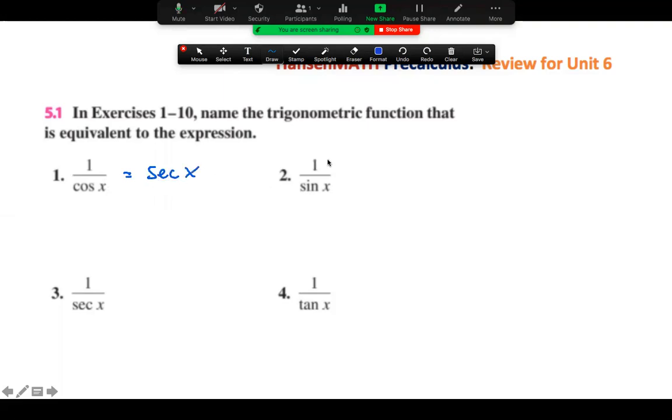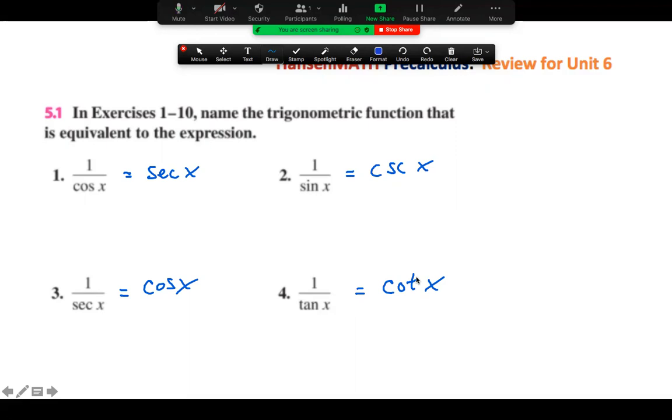For number two, 1 over sine is the same as cosecant, which is CSC. Number three, 1 over secant, that is the reciprocal identity with cosine. Remember, cosine and secant are reciprocals. And for number four, 1 over tangent, or the reciprocal of tangent, is cotangent, which looks like cot. So there are your solutions to the first four.